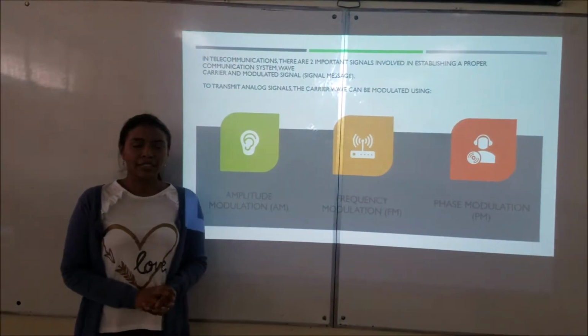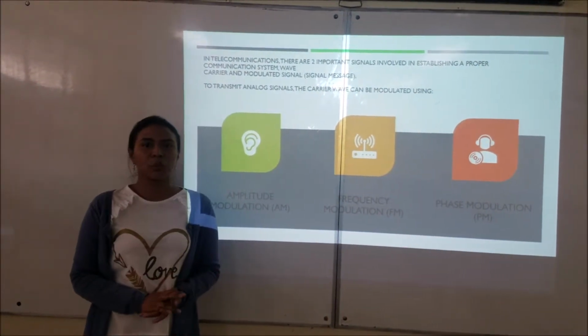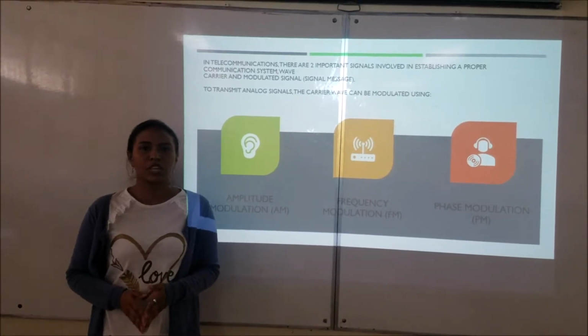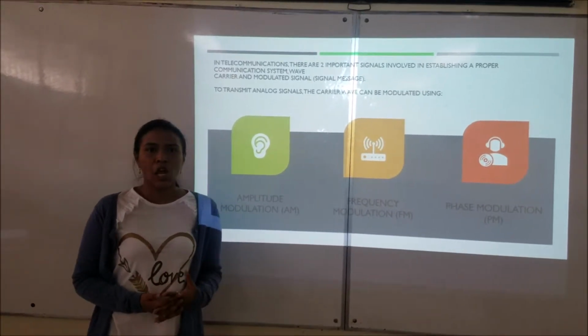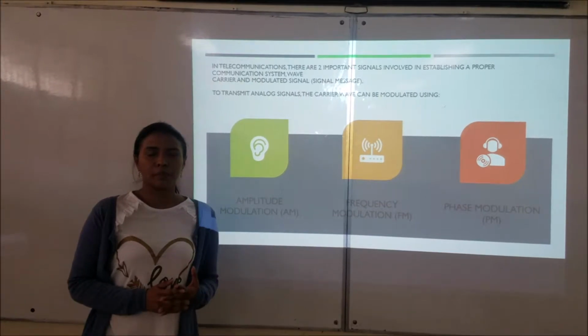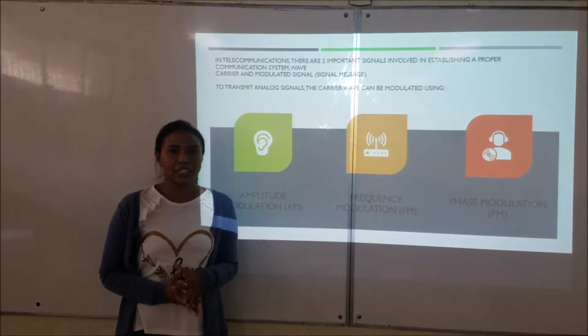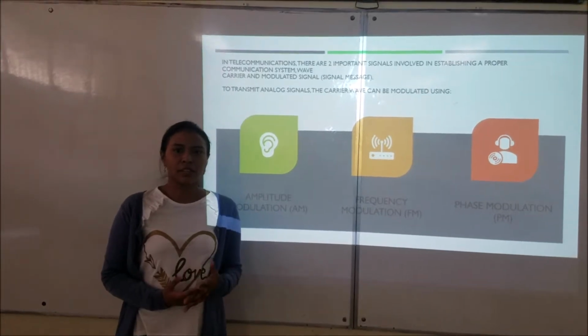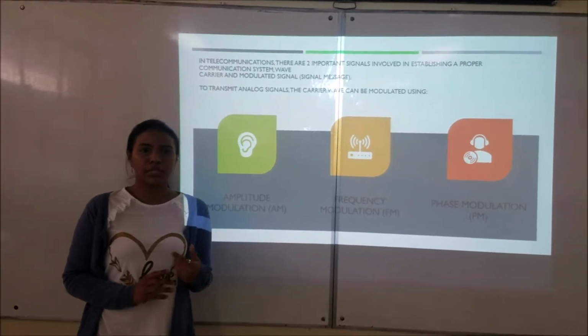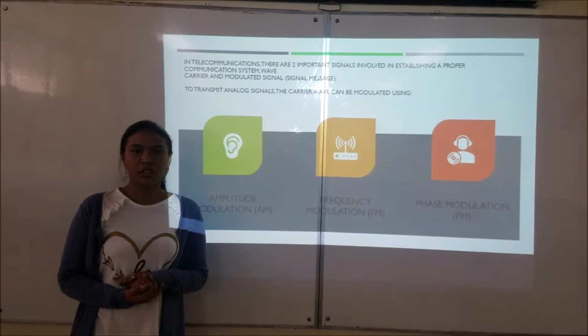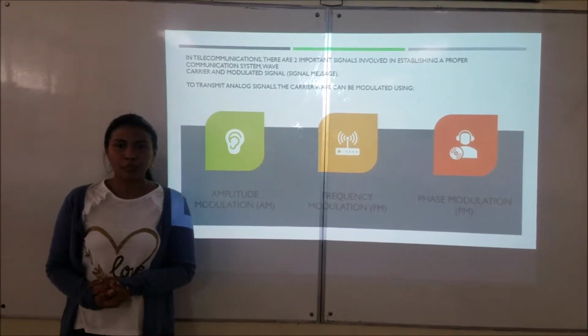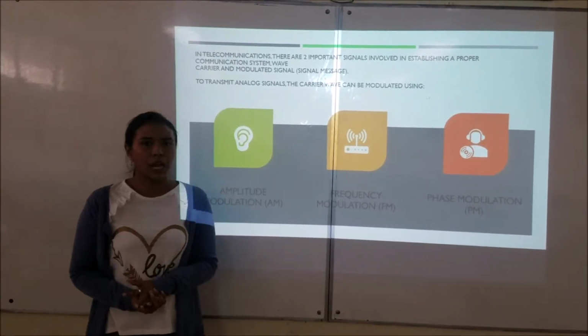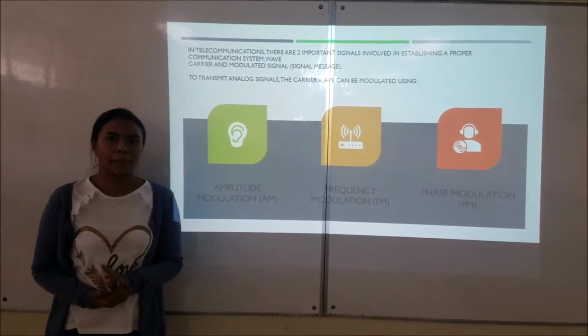So, in the communications, there are two important signals involved in establishing a proper communication system: the carrier wave and the modulating signal, the signal message. To transmit analog signals, the carrier wave can be modulated using amplitude modulation or AM, frequency modulation or FM, or phase modulation PM.